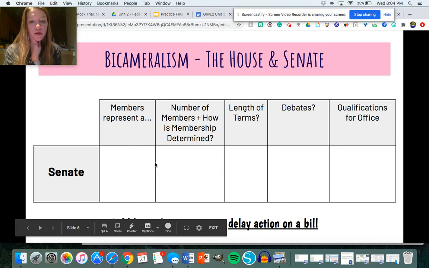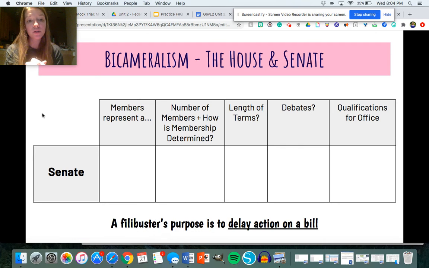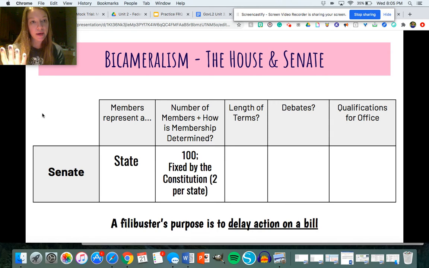Okay. Now, on the flip side of things, we have the Senate. The Senate represents a state, so the Senate represents a much larger area and a much larger population than a representative does. We've already said that the Senate is 100 members, determined by the Constitution.